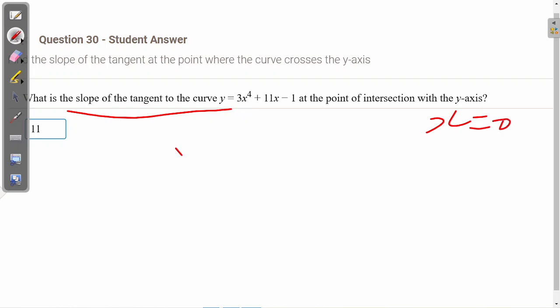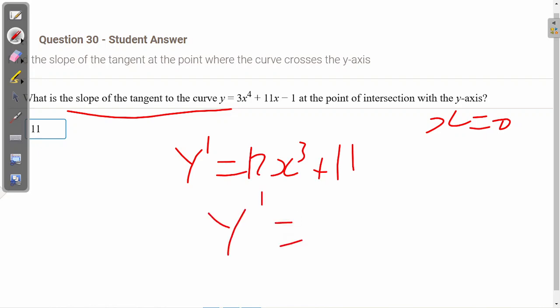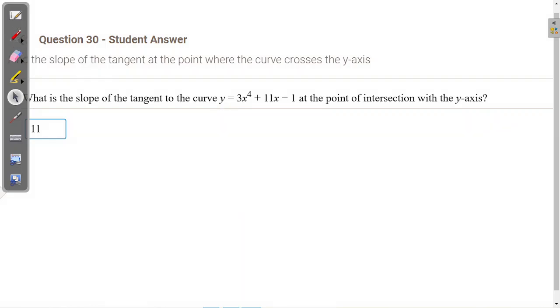Okay, so first, the derivative, y prime equals 12x cubed plus 11. Now they wanted x equals 0, so y prime equals 11. So that's the answer.